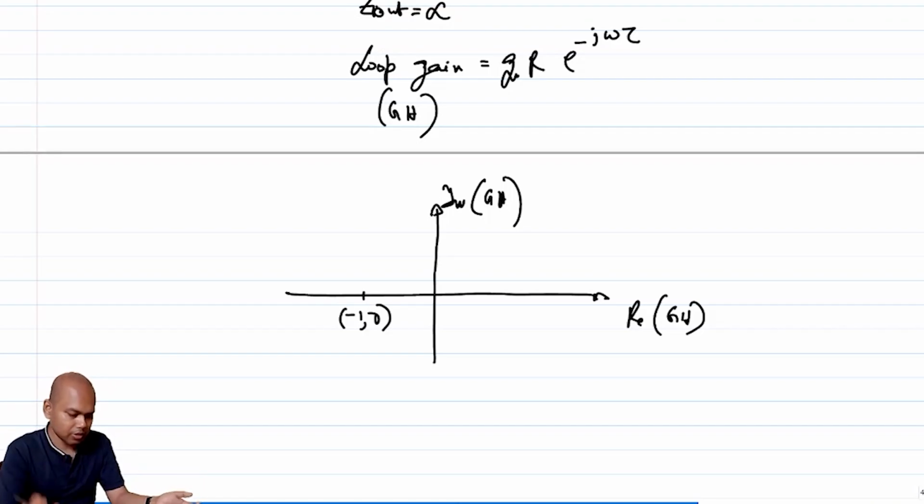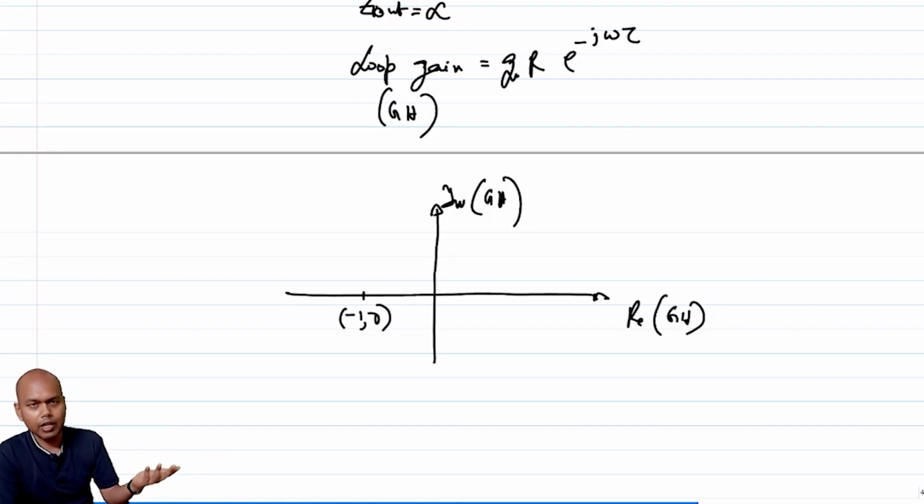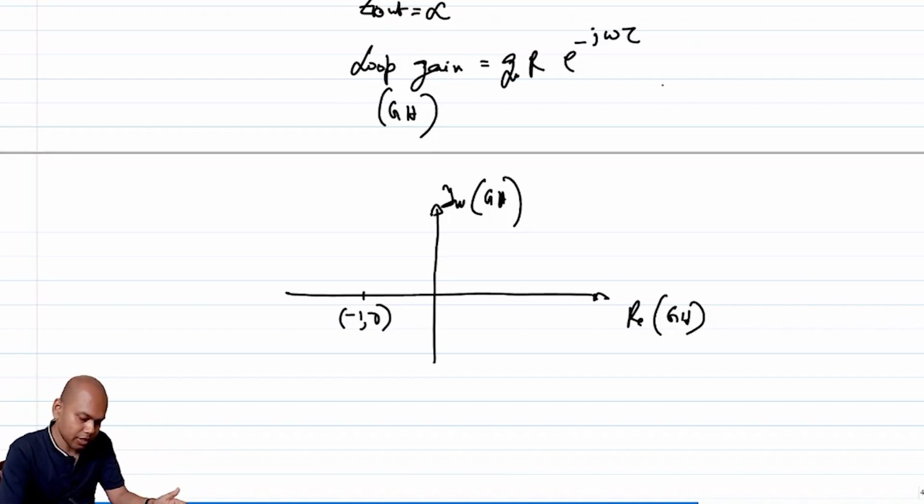Because ultimately, for unity gain feedback, you would want the loop gain to be much greater than 1. So Gm has to be much greater than 1. GmR has to be much greater than 1. So GmR is probably somewhere here, not to scale.